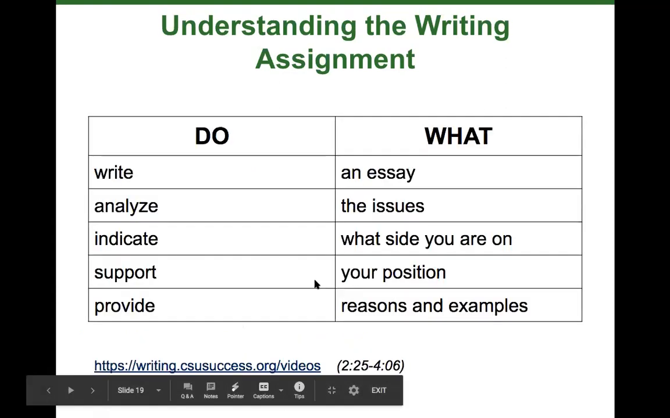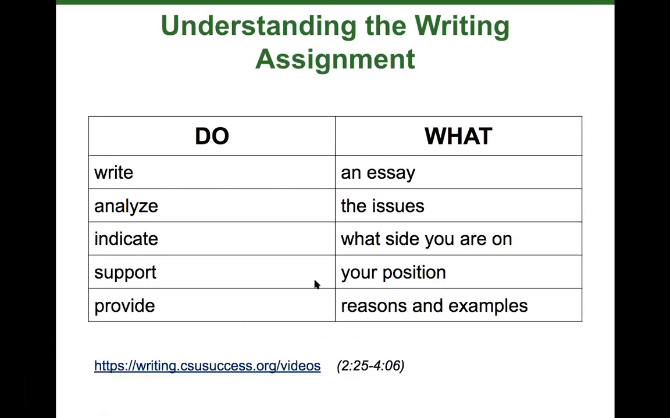In that prompt we just looked at, you had a series of verbs. The way the do what chart works, you as a class, and I would recommend doing the first couple yourselves as a class and modeling this for students. They won't be able to do this the first time on their own. But first, help students identify the verbs in the prompt. Write is the do. So the first verb is write. The second verb, when we look back at that task, is analyze, then indicate, then support, and then provide.